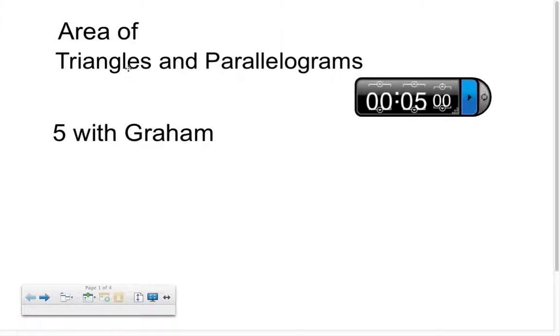We're going to be talking about the area of triangles and parallelograms this time. This is a little tougher than squares and rectangles, so let's start our timer and get started.